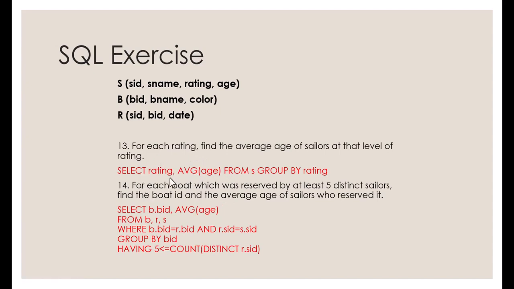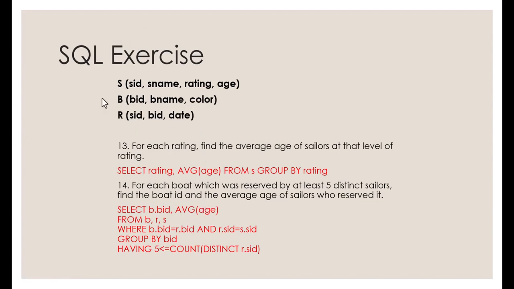Number 14: for each boat which was reserved by at least 5 distinct sailors, we want the ID of the boat and the average age of those who reserved it. So we want the boat ID and the average age. It's going to be from all 3 tables: B, R, and S.